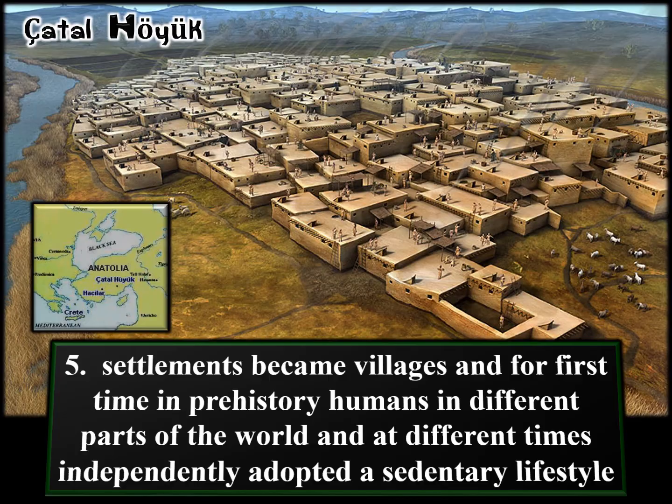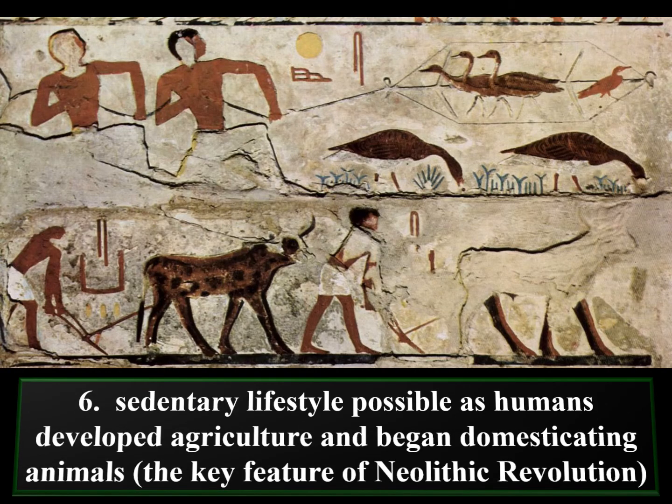More to come on that. A sedentary lifestyle was possible as humans developed, as I said, agriculture and began domesticating animals. These two things were the key features of the Neolithic Revolution. And this is why sometimes the Neolithic Revolution is referred to also as the agricultural revolution.